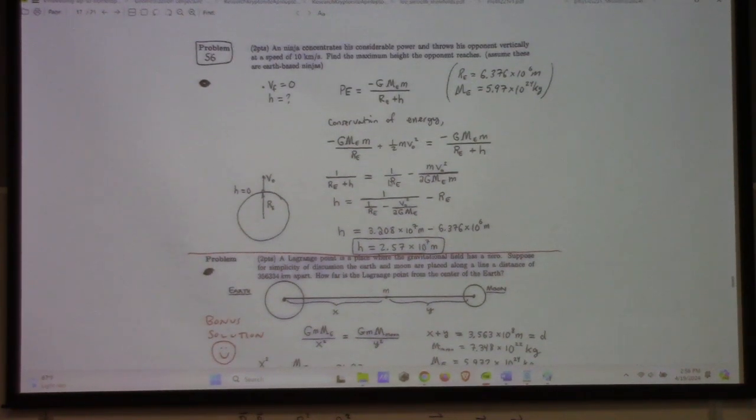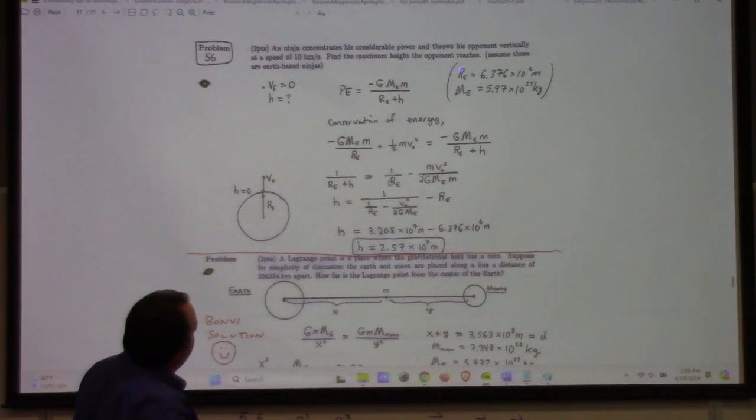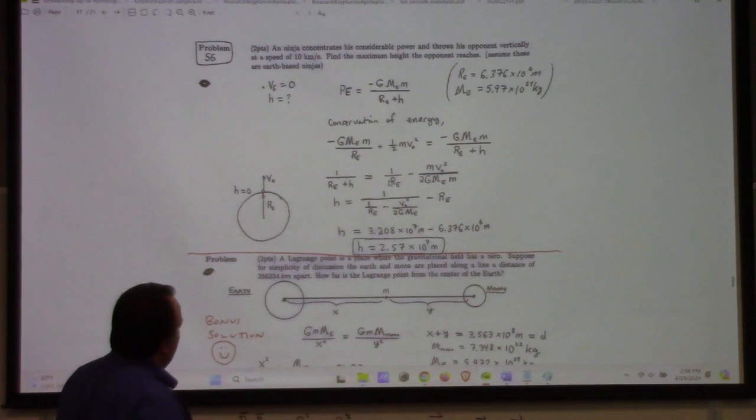Let's see here. A ninja, of course, why not? Concentrates his considerable power, throws his opponent vertically at a speed of 10 kilometers a second. Whoa. What's the maximum height the opponent reaches? Earth-based ninjas. So here's the formulas. Work it out. And I got that.